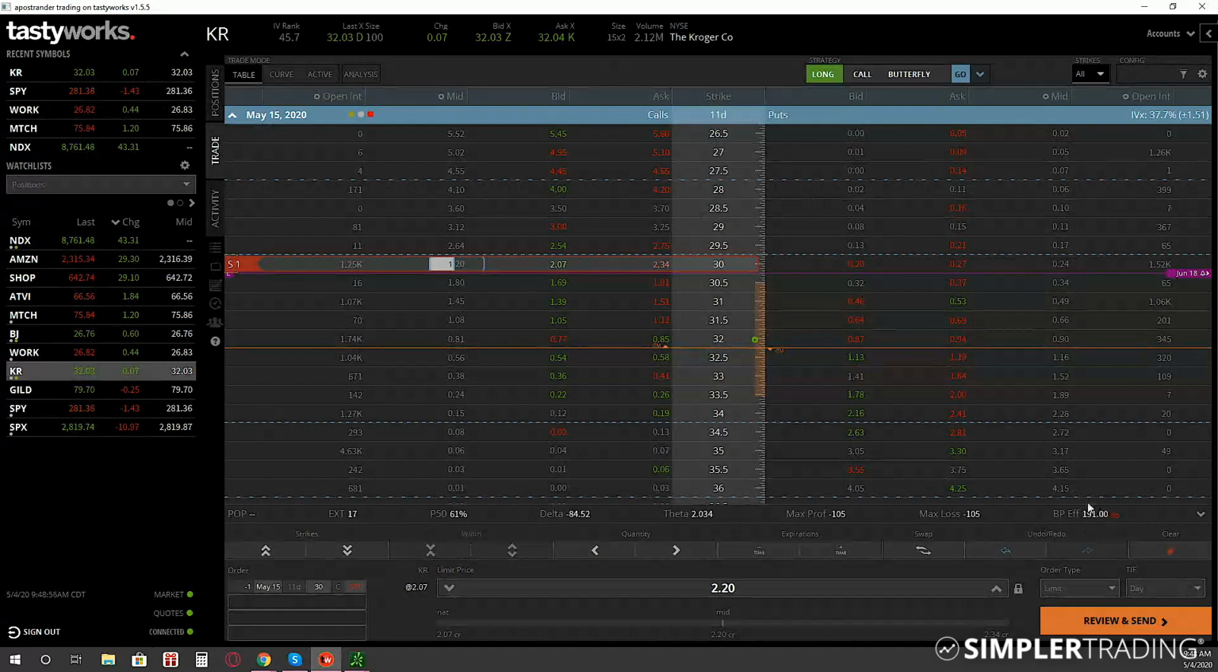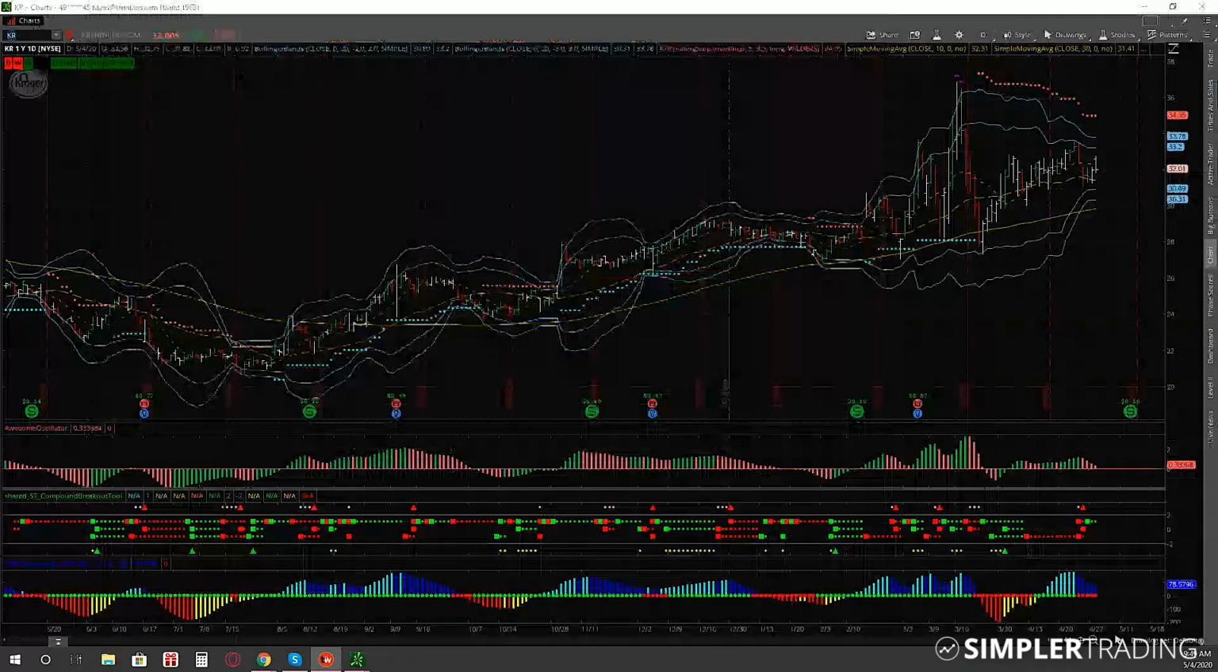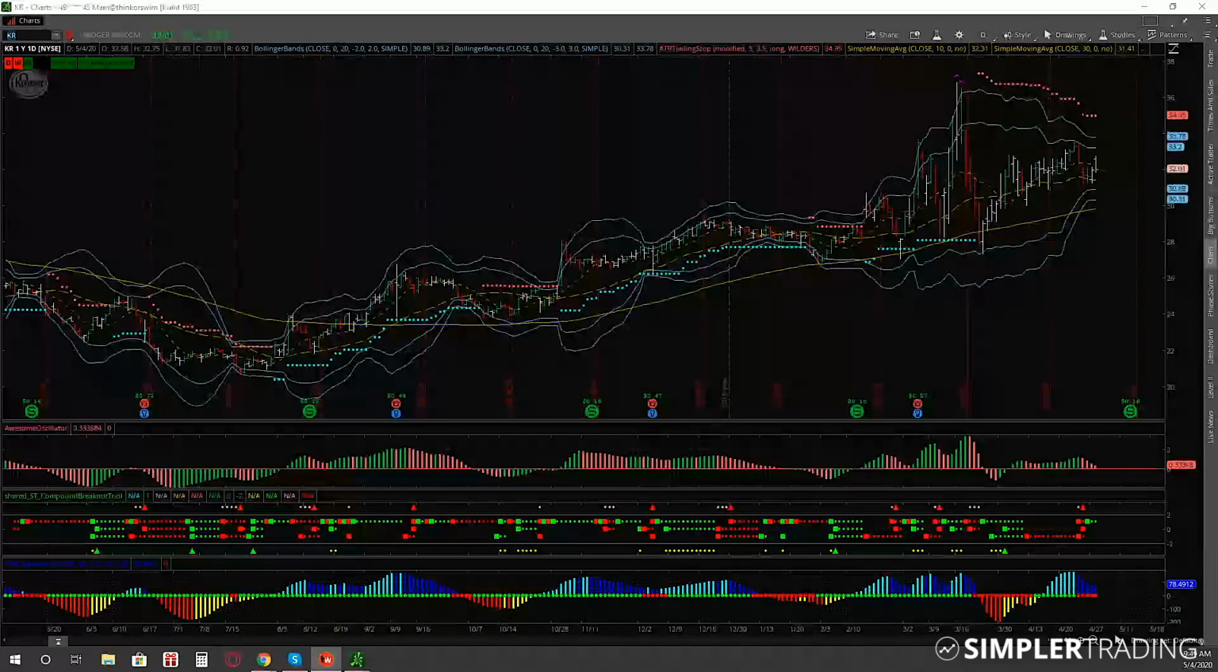But notice how the cash buying power would actually be brought back into my account. And certainly when you click review and send, you can recheck everything on there and make sure that it lines up accordingly before you click it and go. So that's an example of a single strike, straightforward. Let's go ahead and go to SPX.